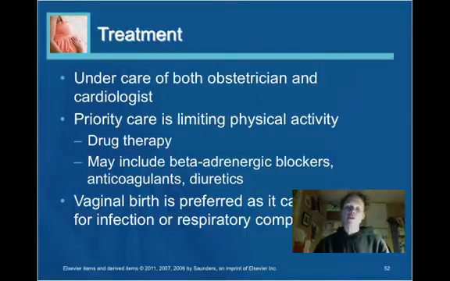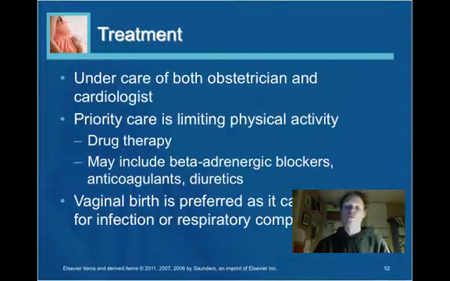Drug therapy may be incorporated, and classes of drugs that may be used would be beta blockers, anticoagulants, and diuretics. If we look at each of those classes, the beta blocker, what's it going to do? It's going to decrease the workload of the heart. It decreases blood pressure. It decreases heart rate.